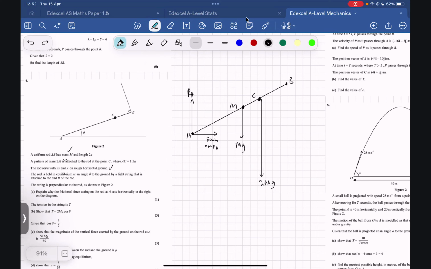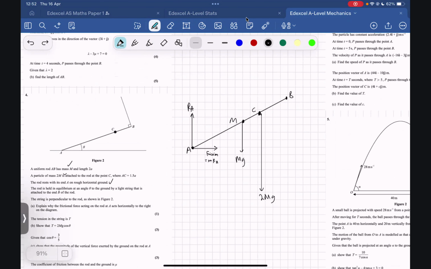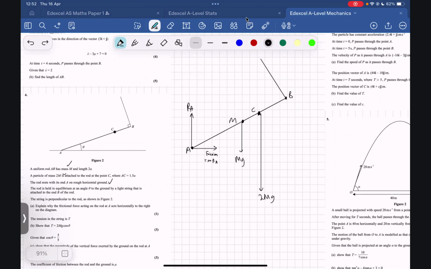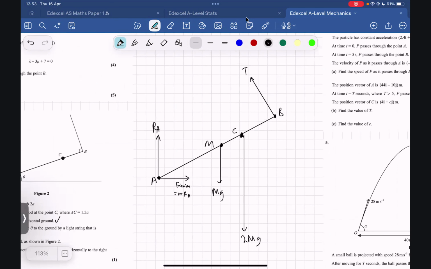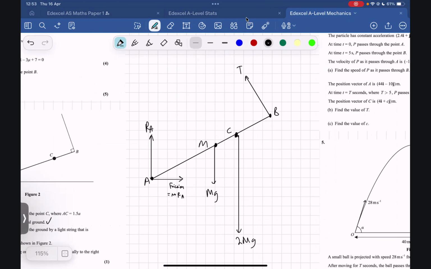Part B mentions there's a tension in the string. So we just need to use that to add a tension over here. This is tension. Okay, I'll make it a bit smaller. So before we carry on, we've got to treat it as basically a 10-mark question all in one go. So let's just take our time. We're not going to rush it. We're just going to put all the angles in the right place.